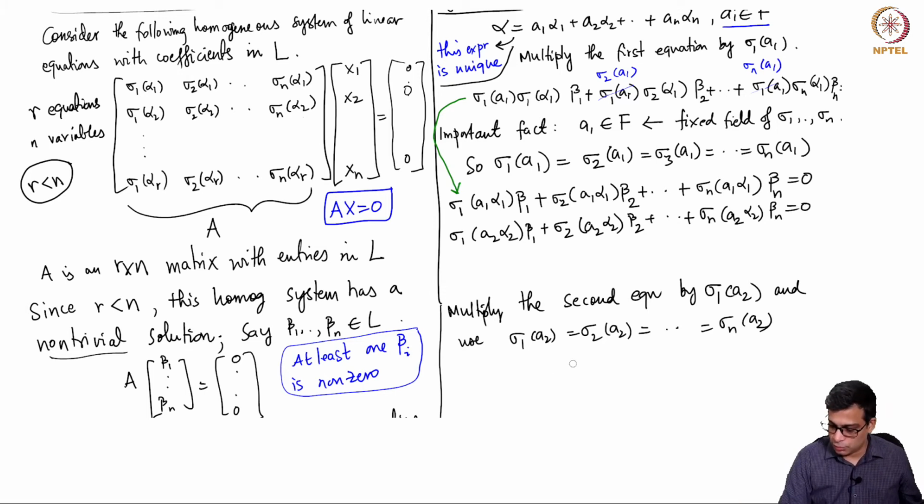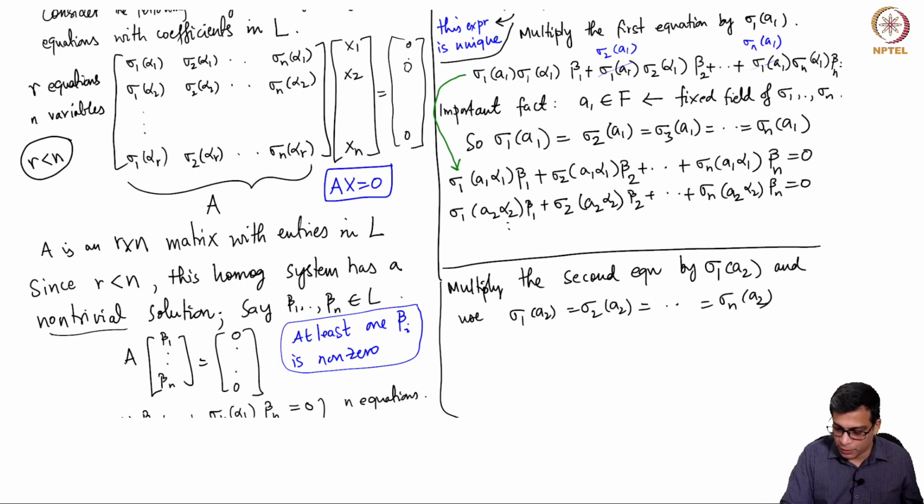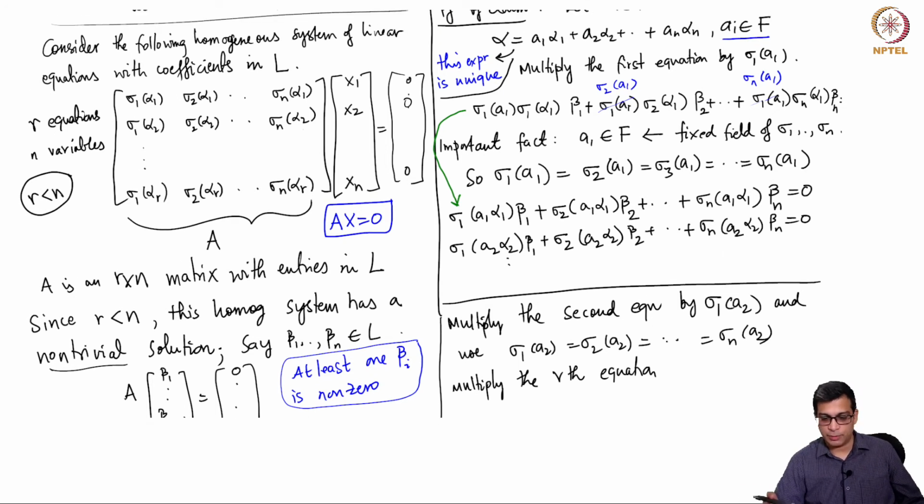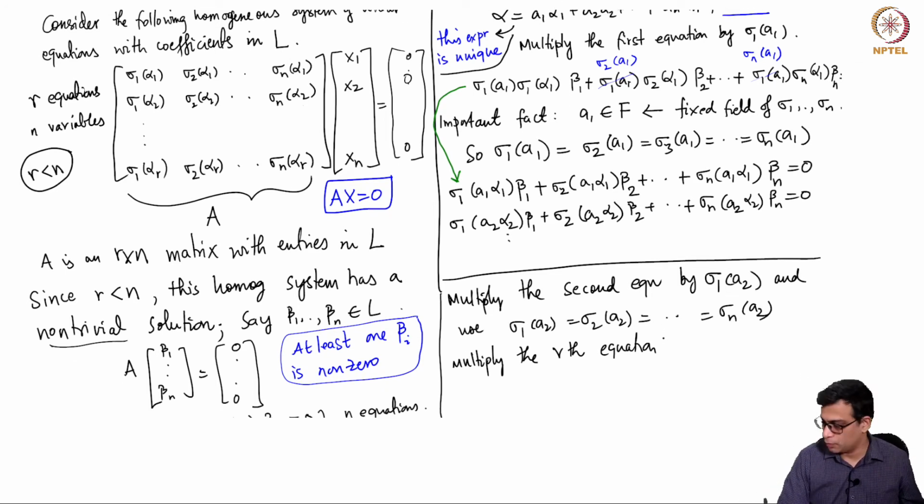Okay. And the last point is you multiply the Rth equation. Sorry, I have been writing very slowly, with very small letters, and this might become messy, but I wanted you to see everything on one screen as I am doing this proof. So I hope this is better.